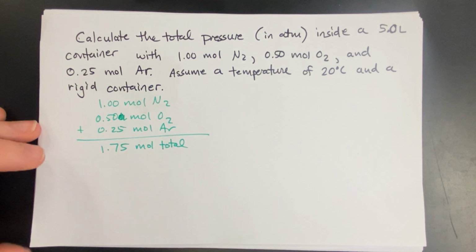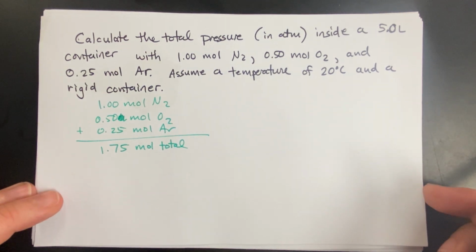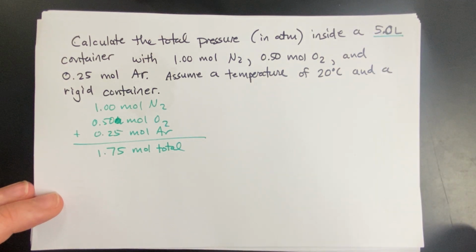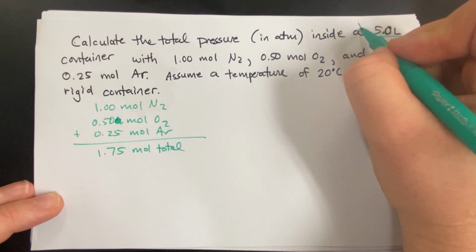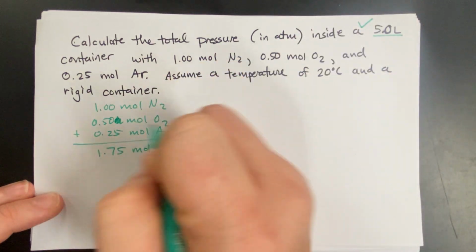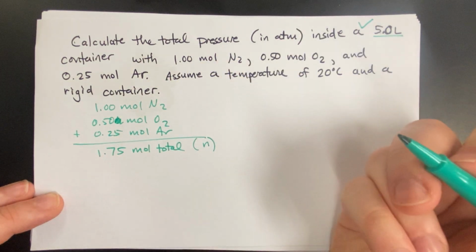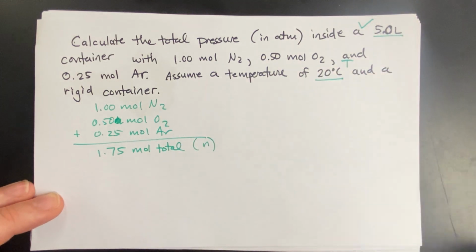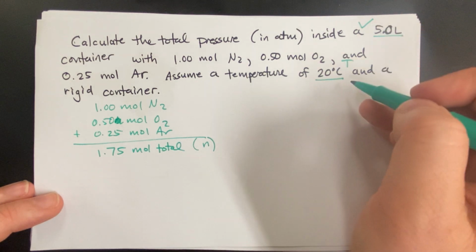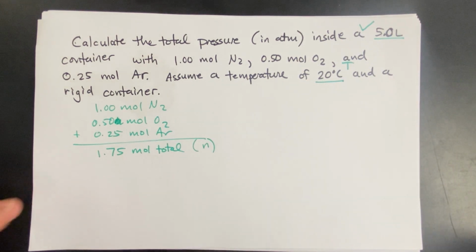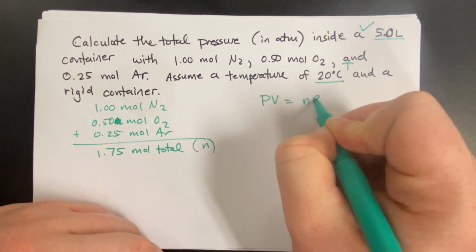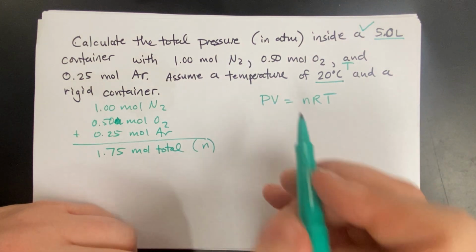What else do I know? Look at your other numbers. Above this one, what's this? Yeah, liters is a unit of volume. So I have volume, I have moles, moles is N, and I have temperature. What can I do, guys? I've got V, T, N. Is that ringing a bell? I want P. Yeah, you can use the ideal gas law.